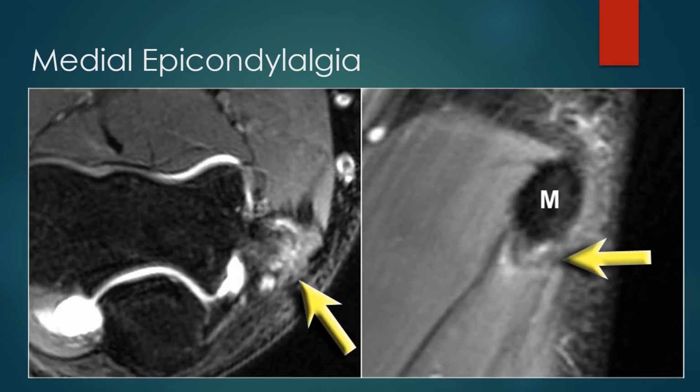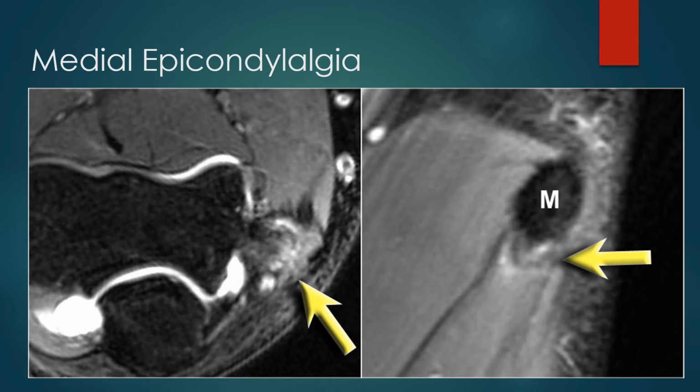So here are two more MRIs investigating pathology around the medial epicondyle. So these T2 weighted images show partial tearing of the common flexor tendon. In the image on the left, you can visualize the area of the partial tear along the white line, as well as the resultant surrounding edema that is also white on a T2 weighted MRI.